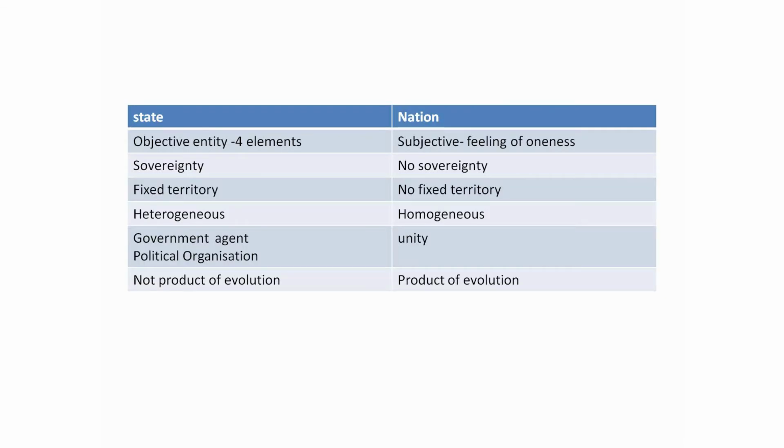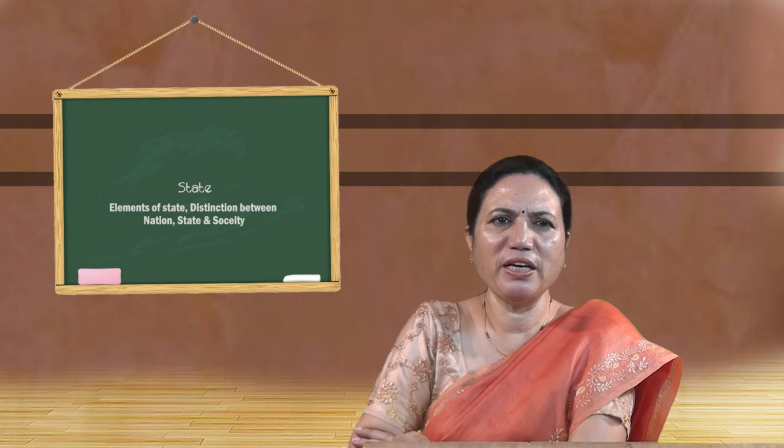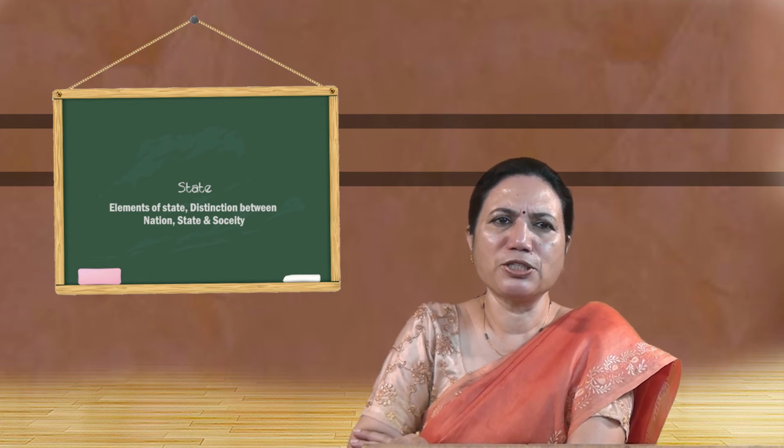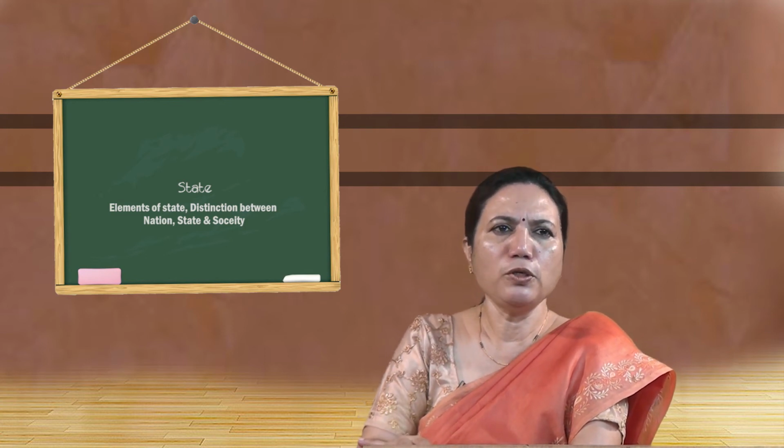The difference between state and nation is that state is an objective entity with four elements: sovereignty, fixed territory, it is heterogeneous. Government is the agent of state and it is not a product of evolution, whereas nation is subjective, having a feeling of oneness, no sovereignty, no fixed territory, homogeneous, it should have unity and it is a product of evolution.